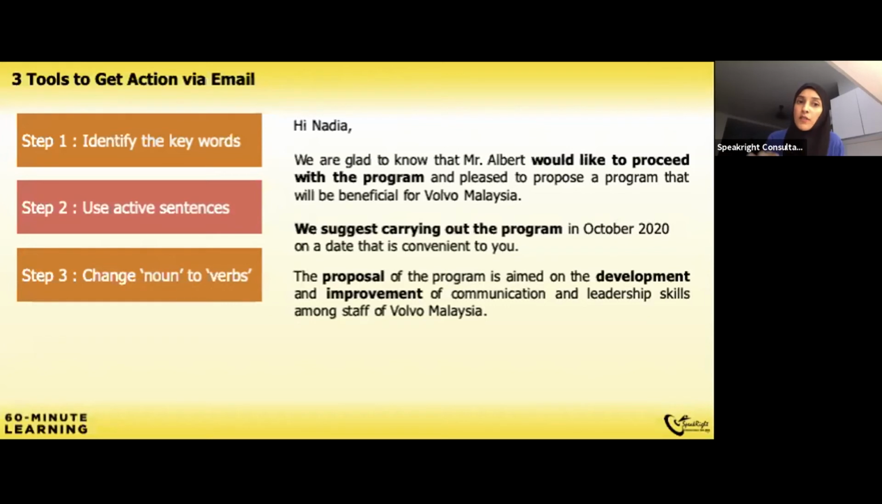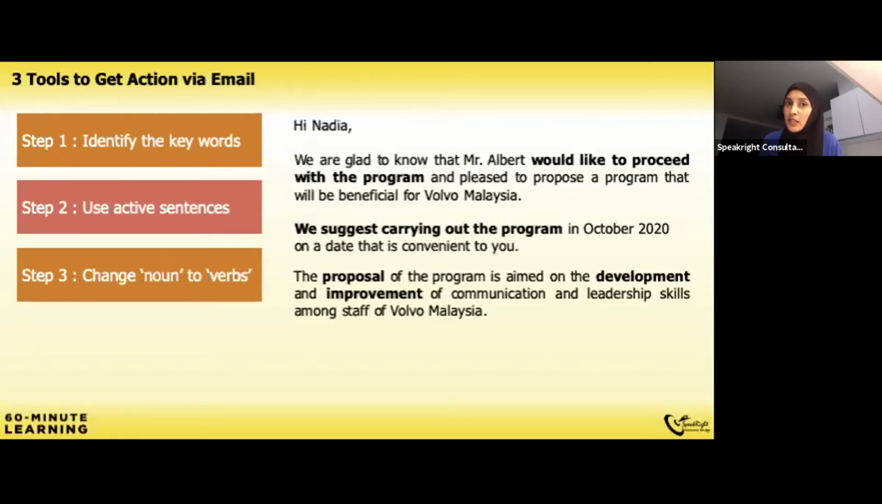The proposal of the program is aimed on the development and improvement of communication and leadership skills among staff of Volvo Malaysia. Proposal is a noun. Development is a noun. Improvement is a noun. Gone were the days where we write this kind of sentences in our emails. Trust me on that. Do away with this kind of sentences.